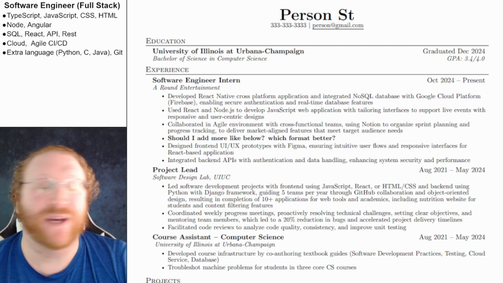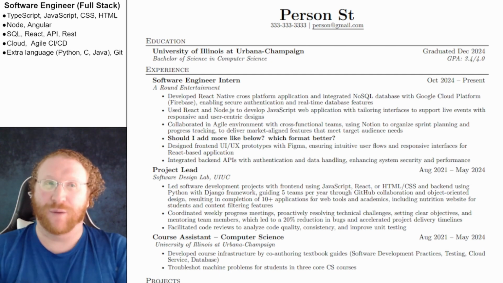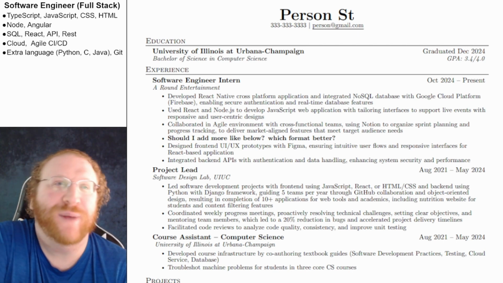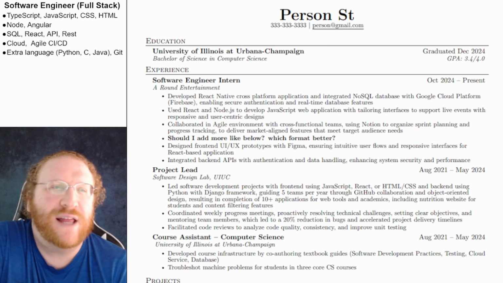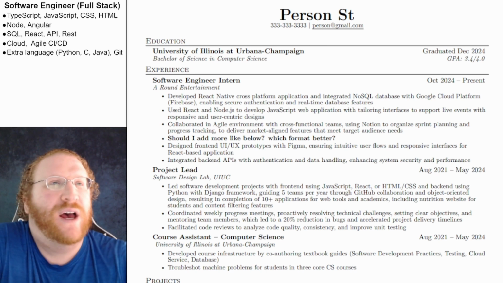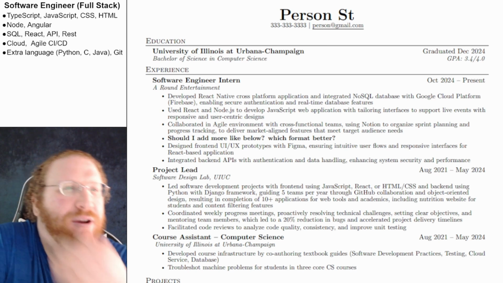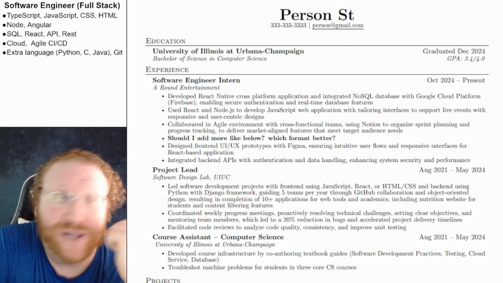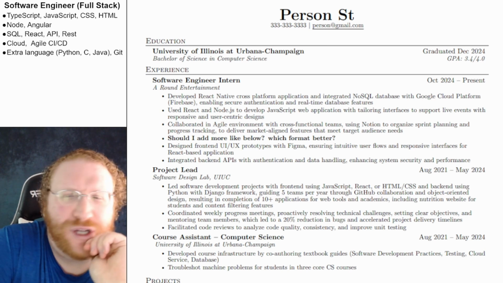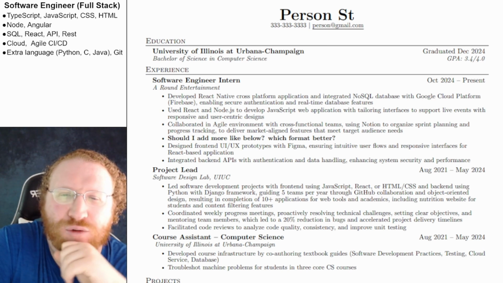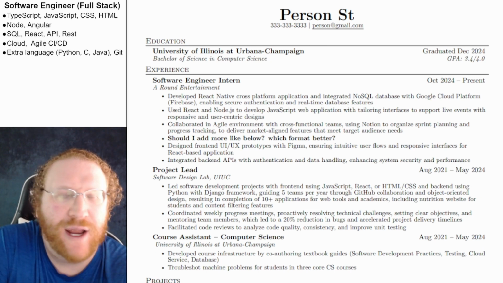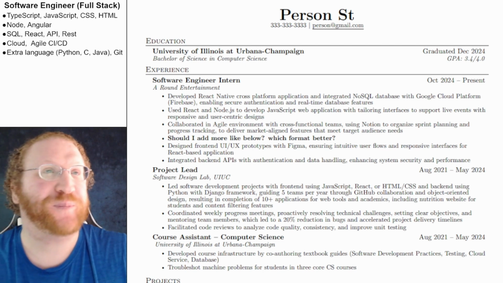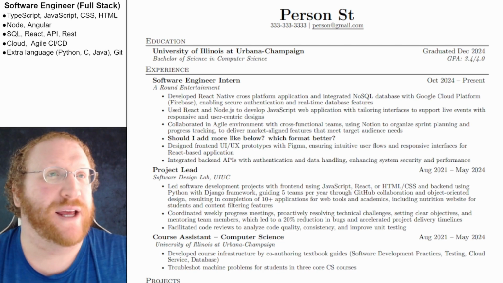This is a resume of a software engineer full stack. So thank you very much for telling me what you are. It makes it a heck of a lot easier. What we're looking for is TypeScript, JavaScript, CSS, HTML, Node, Angular, SQL, React, API, REST, Cloud, Agile, CI/CD, and any extra languages. You also said you're open to front end or back end, but we're going to look specifically at full stack because front end resumes or back end resumes are going to be different resumes. And then you said US no sponsorship. I don't know if that means you need sponsorship or you don't require it, but that's not really related for reviewing the resume anyway. So, all right, let's review it.